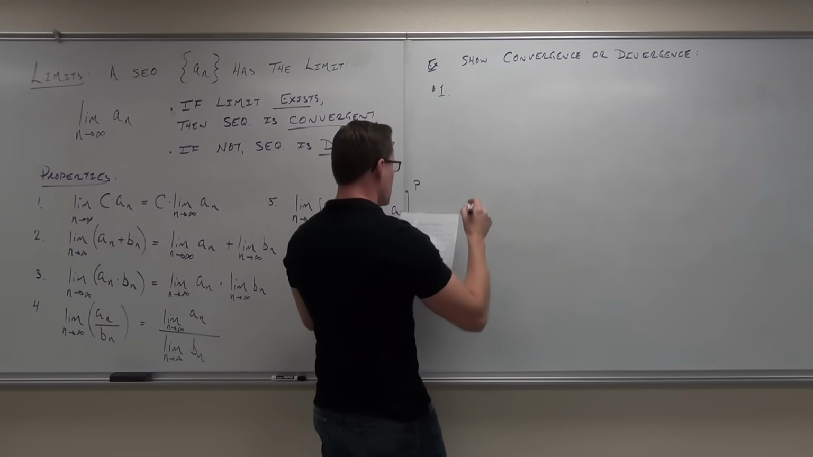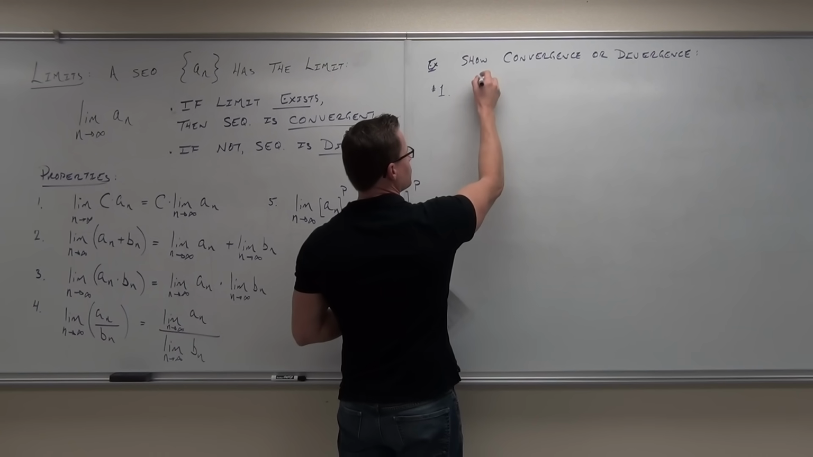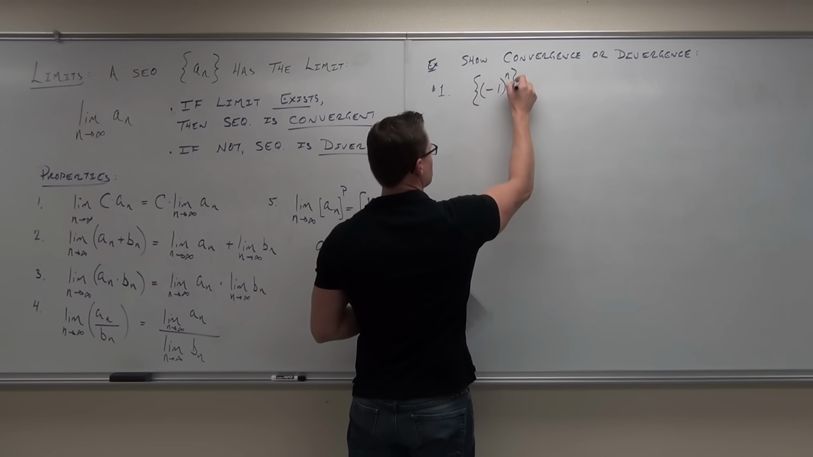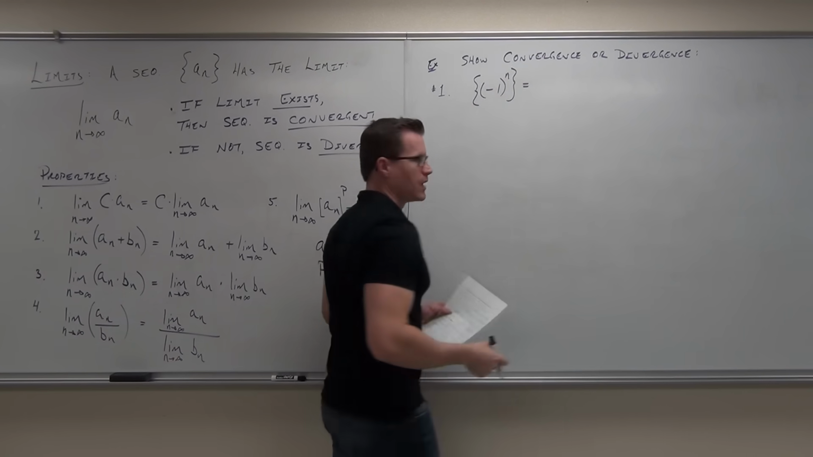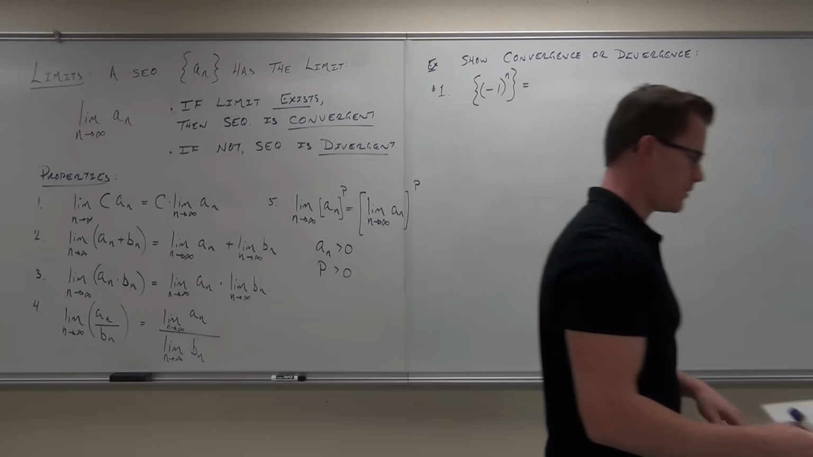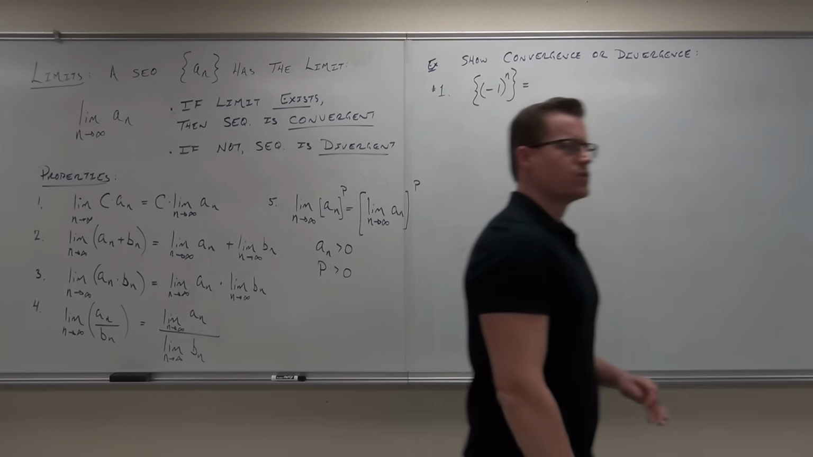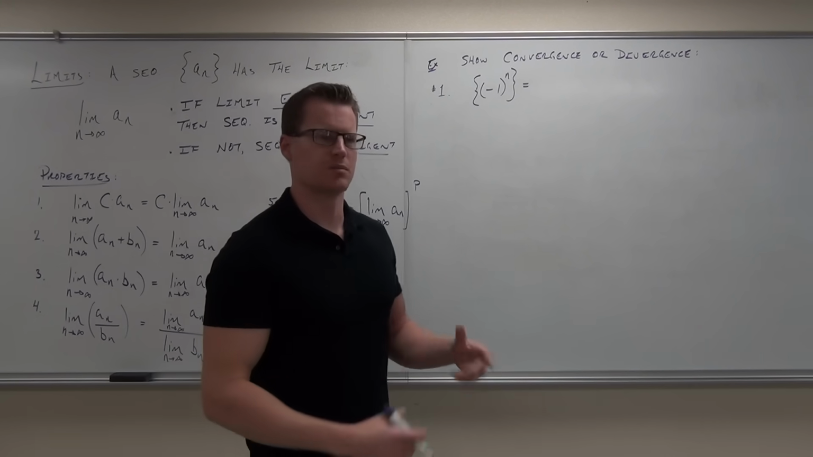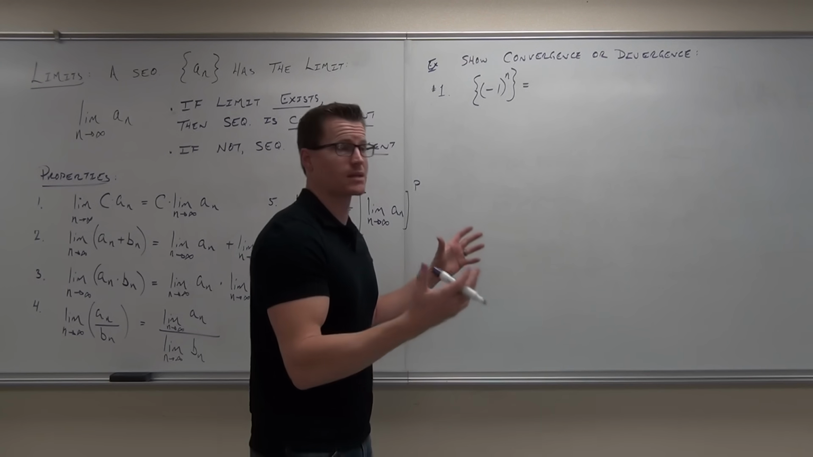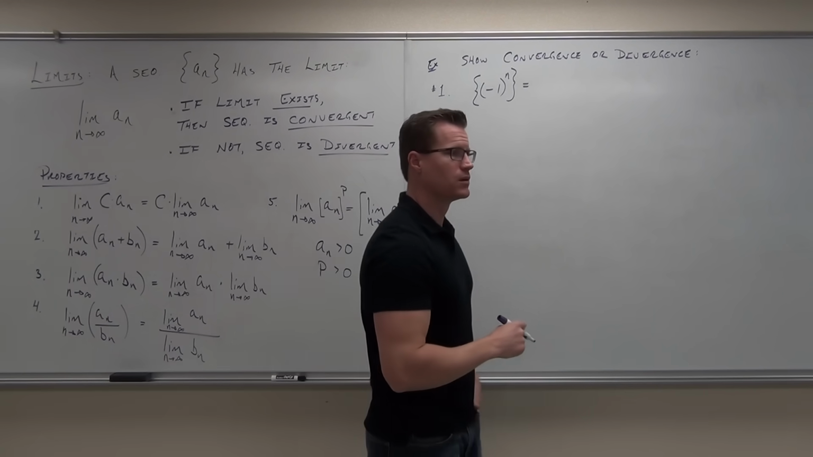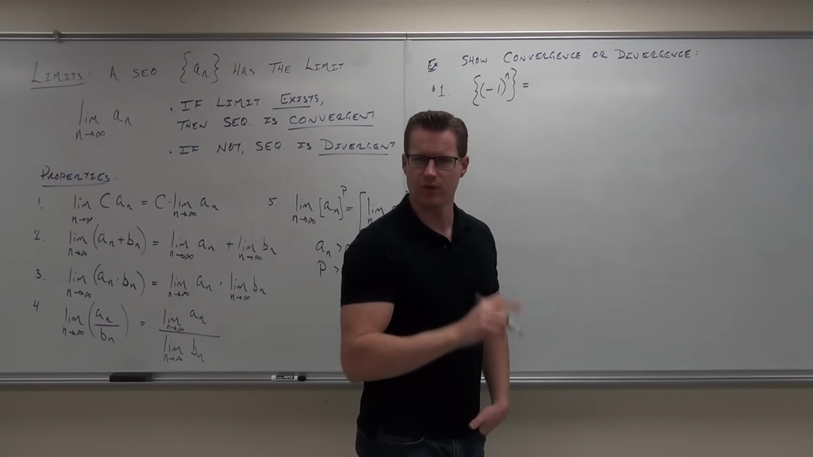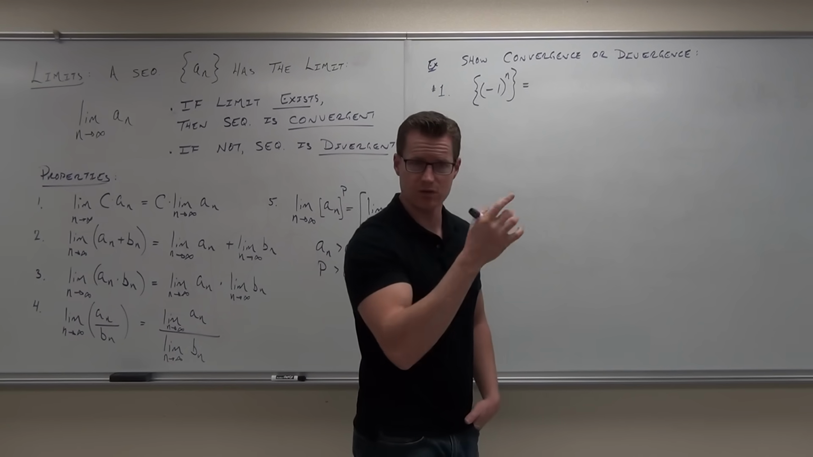So number one, let's say I give you a very simple sequence, like that one: (-1)^n. Can you tell me what the terms of this sequence are going to be if I were to write out the terms like we practiced last time? What's the first term going to be? We'd start with n = 1, right? So (-1) to the first power is -1.